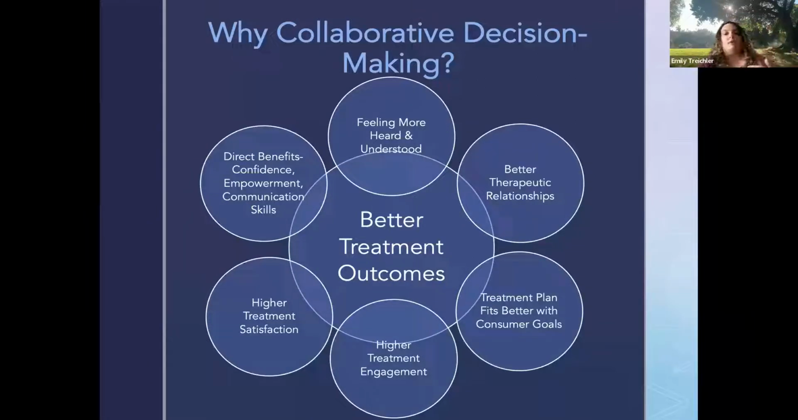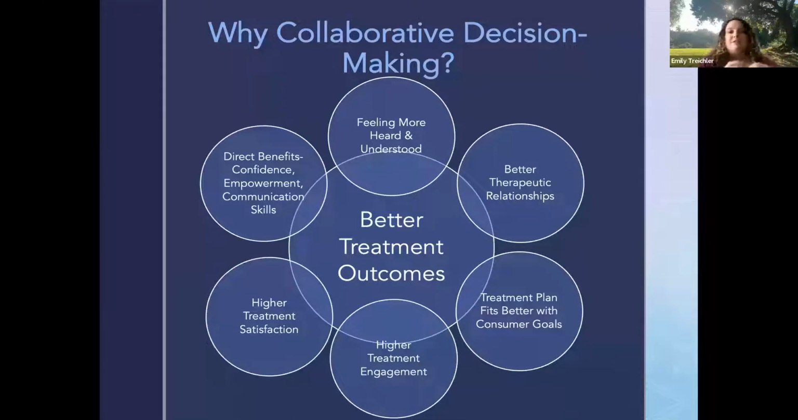It also means that we have a treatment plan that fits better with a client's goals. And so we get better outcomes because we've really aligned well with what they were looking for and what their needs are. And then because that treatment plan is so well aligned and we have such a good relationship with them, we get better treatment engagement, we get better treatment satisfaction. And those lead to better outcomes as well, right? Of course, it's hard to benefit from a treatment if you're not participating in it.